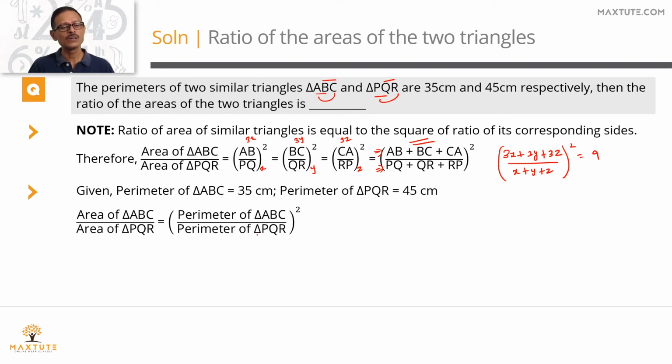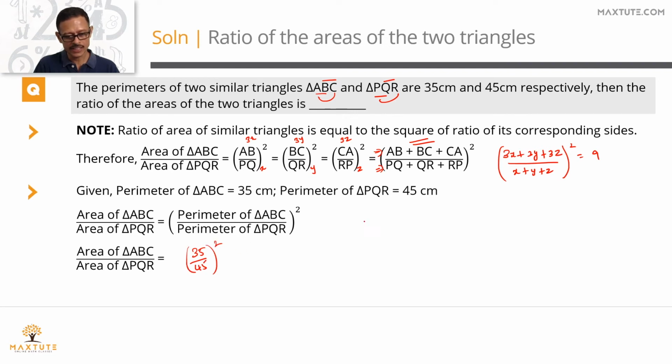What is the square of the ratio of the perimeters? We know their perimeters are 35 and 45. So it's going to be 35 square divided by 45 square. For calculation's sake, I'm going to write this 35 as 5 times 7 and 45 as 5 times 9. So 5 and 5 will get cancelled, right? So this is equal to this. 5 gets cancelled with 5. 7 square by 9 square, which is equal to 49 upon 81. So the ratio of their areas is equal to 49 is to 81.